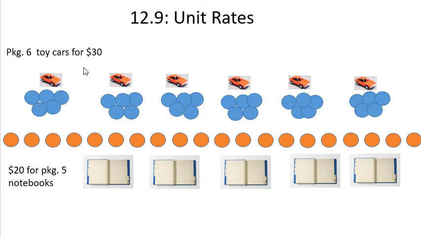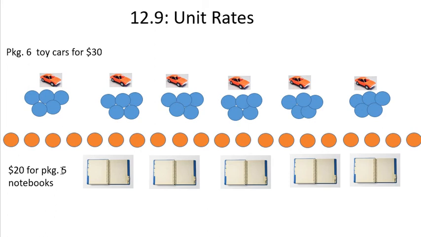I want to make a clarification. This does not mean that if you were to go out and buy just one car, it would cost $5. That's not what it means. It means that when you buy the entire package, the unit cost would be how much one car is when you buy all 6. Let's do one more example here.